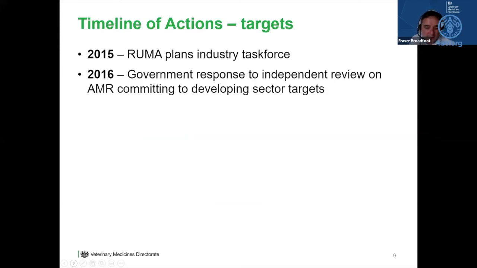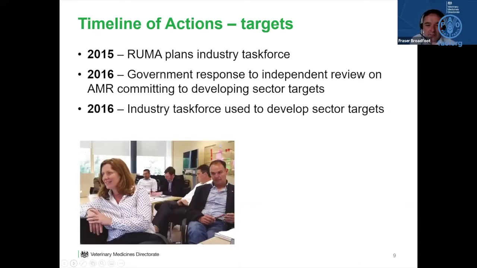But following this independent review that the government published, we, as the government, asked the sectors to create their own sector specific targets. And so once we asked the sectors to do that, RUMA came together and said, well, we can use our task force to develop these targets. And the task force consists, as well as having observers from government, of a vet and a farmer from each of the main livestock sectors, and they all sit together in a room.